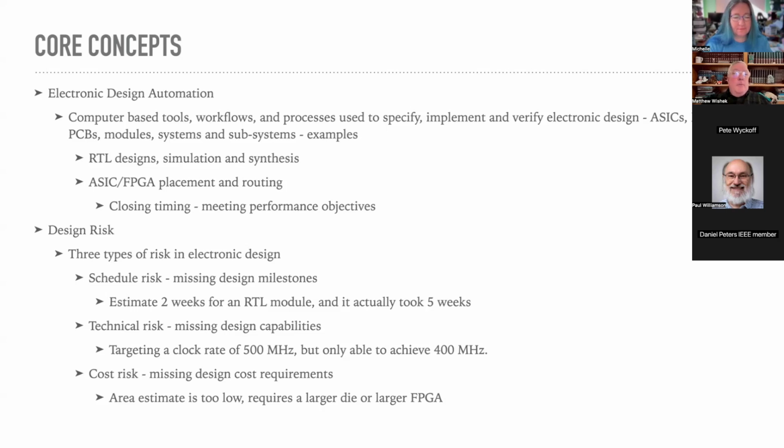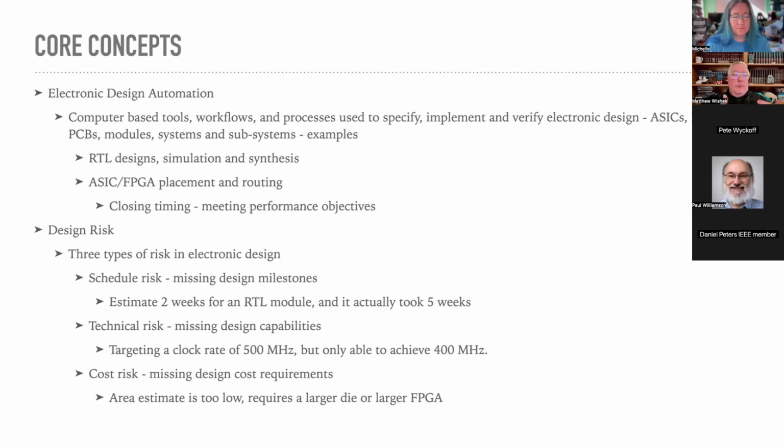And then the next risk is technical risk. Basically, for example, we're trying to meet a 500 megahertz clock, but we're only able to achieve 400 megahertz. And maybe the design won't meet requirements at 400 megahertz. It really has to meet 500, and so that's a significant risk. You don't always know at the beginning of a project whether these targets are achievable. So that's a technical risk, whether or not we can actually do what we're trying to do.